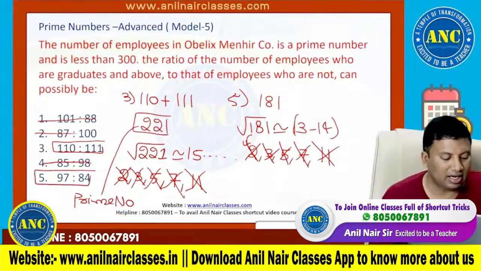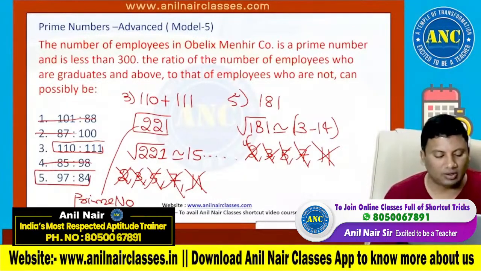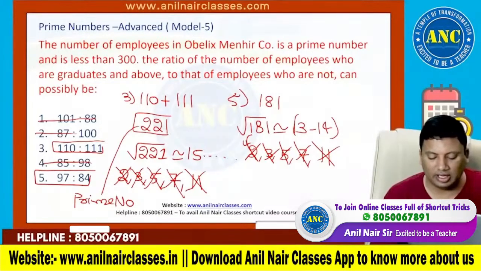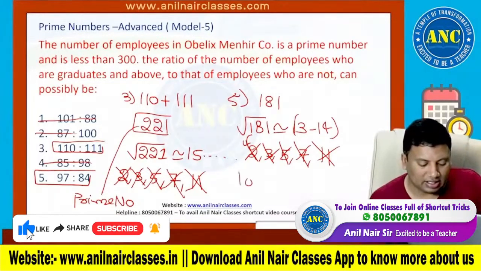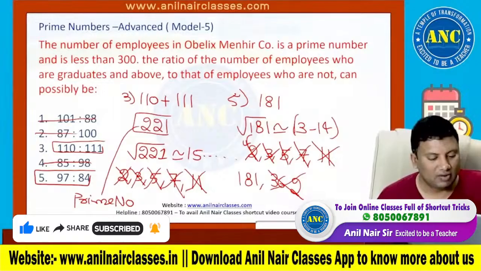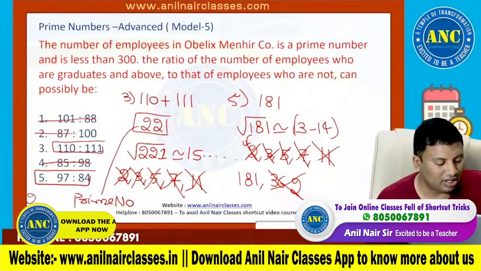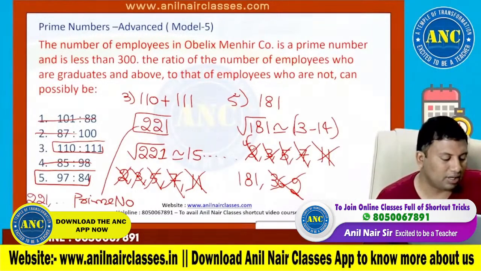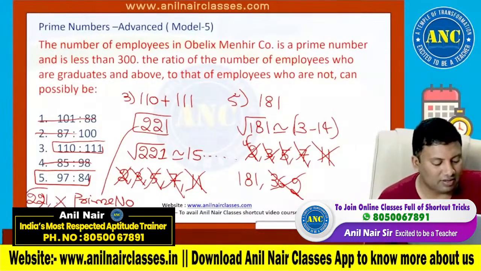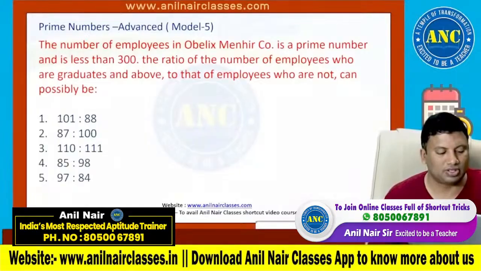97 and 84, which we got 181. So 181, it is K. Next number is 362. The number of employees should be less than 300. 110 plus 111, it is 221. Next number is 442. That is also greater. So let us see, we are getting two answer options.